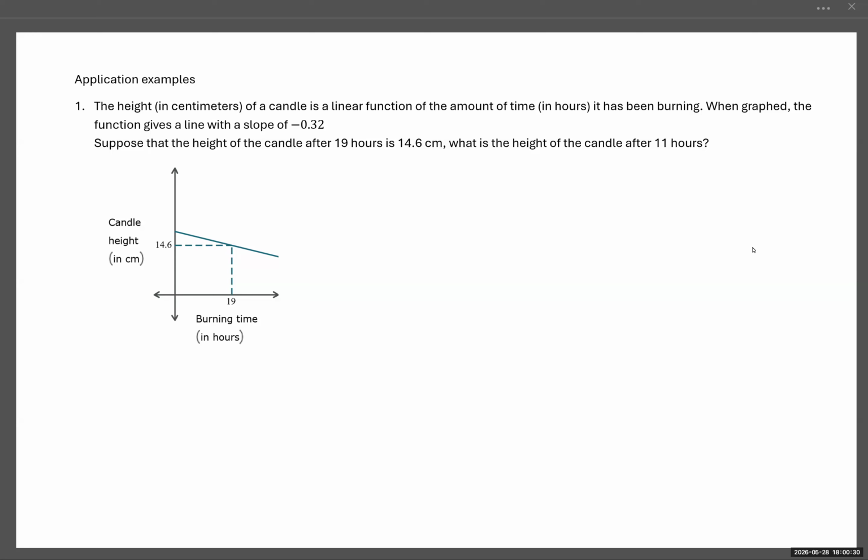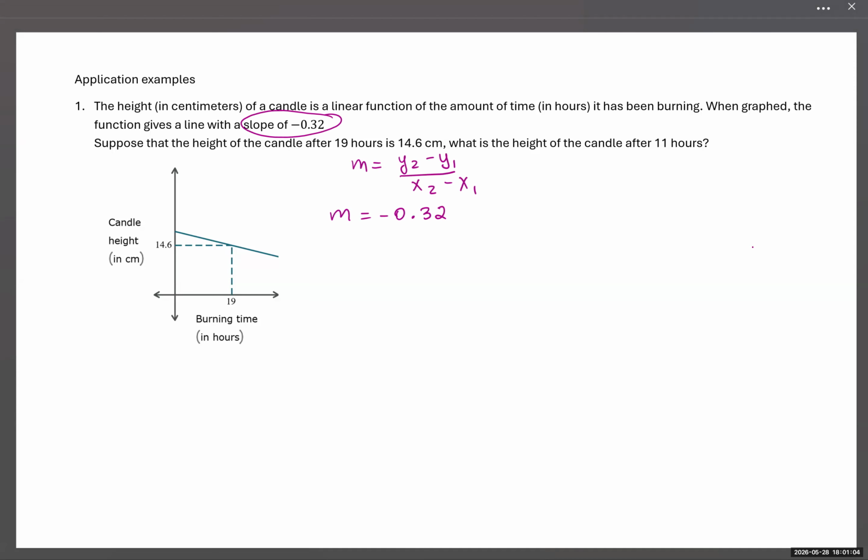There are multiple ways to do this problem, but I will show you, in my opinion, the easiest way without actually doing iterative guessing. We're going to start with the slope formula. M equals y2 minus y1 divided by x2 minus x1. Now, the slope for our line is given in the problem. It's right here, and the slope is negative 0.32.